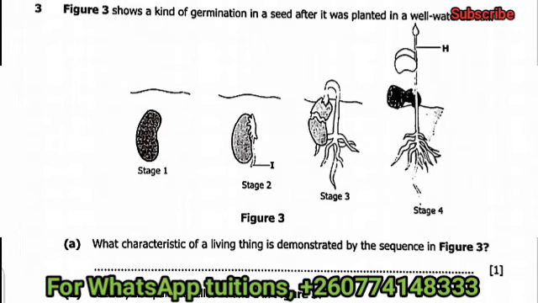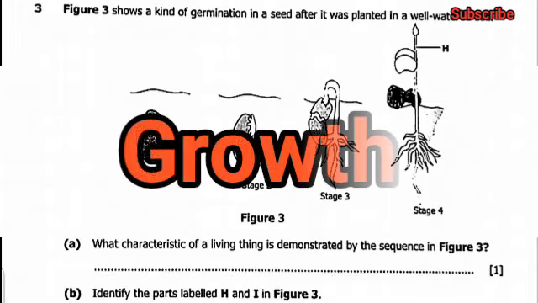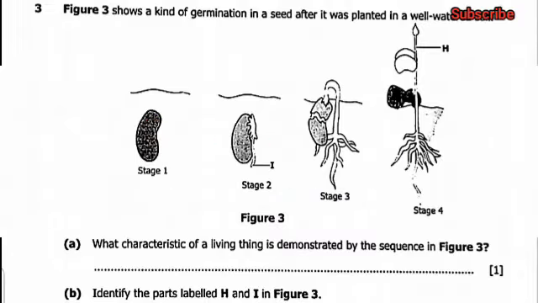So they are asking what characteristic of a living thing is demonstrated by the sequence in Figure 3. We have 8 characteristics of living things. We have reproduction, sensitivity, which is also known as irritability, respiration, growth, reproduction, made up of cells. But when it comes to germination, germination manifests the characteristic called growth. So the answer here is growth. Yes, what is happening here is growth.